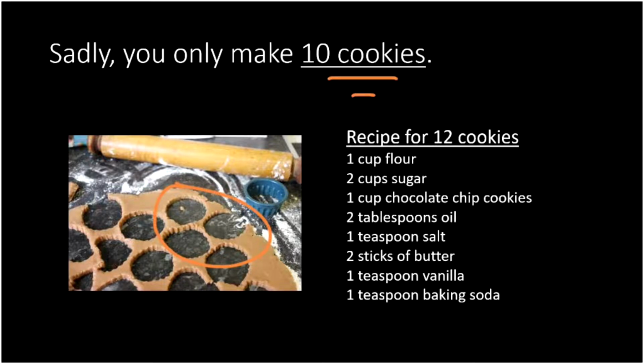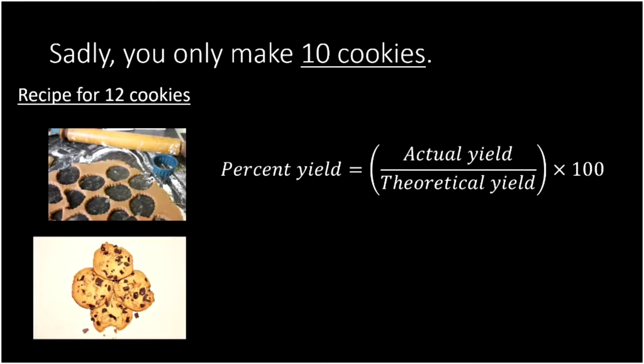Well, how good of a job did I do running that recipe? Well, I can measure that with percent yield. Here's the equation for percent yield. What I do is I take actual yield and divide it by theoretical yield and multiply by 100. But what do these terms mean? Well, let's take a closer look at actual and theoretical yield.